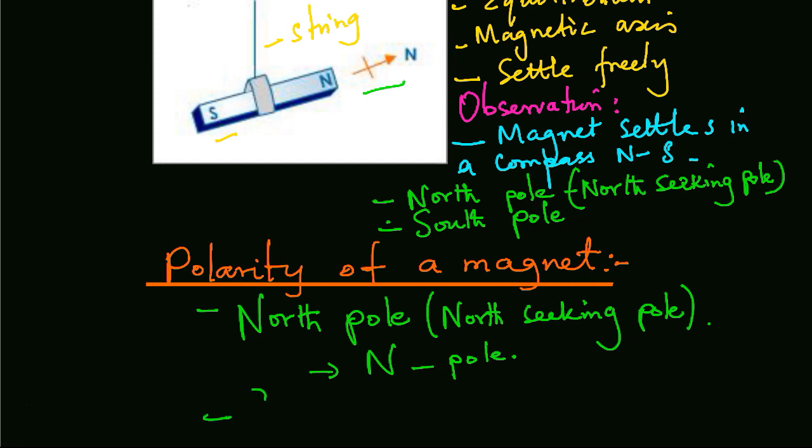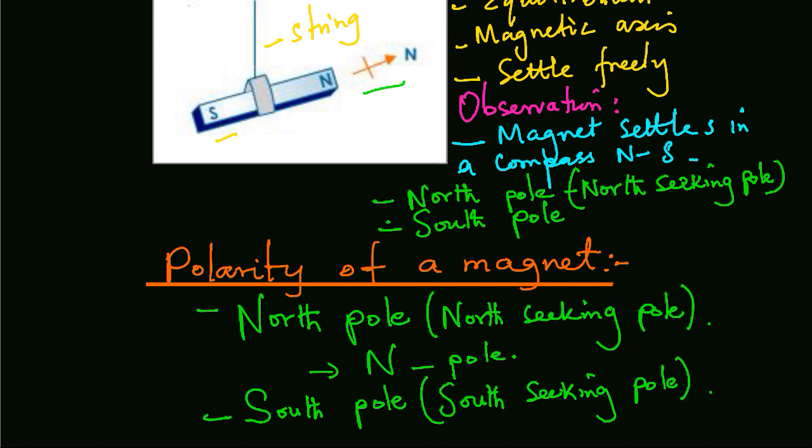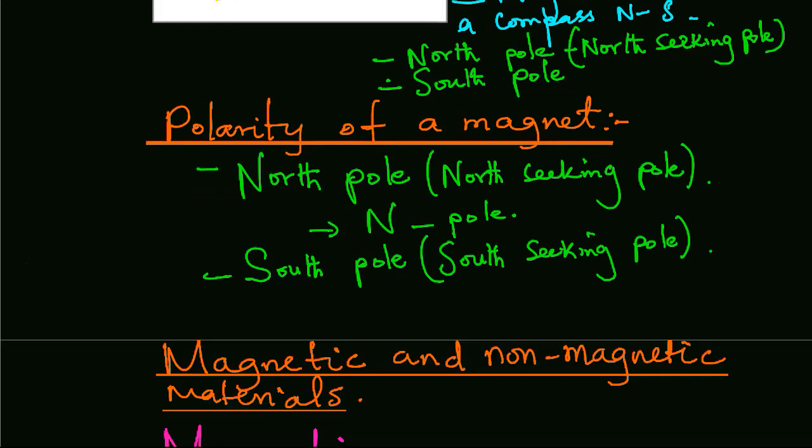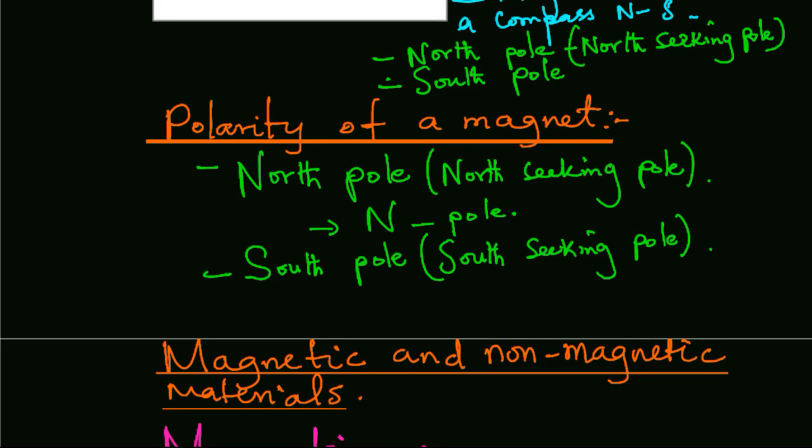The other pole is the South Pole, or south-seeking pole. In diagrams, we commonly use the letter S to denote the south pole of a magnet. So a magnet generally has two poles, the North Pole and the South Pole.